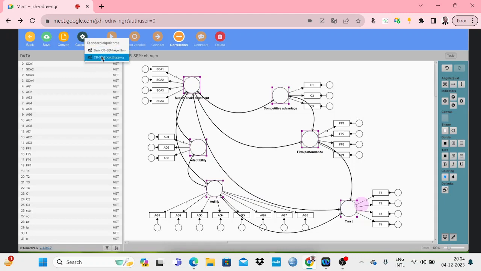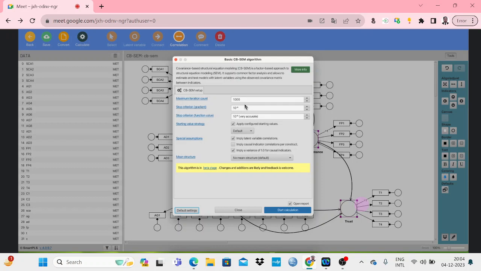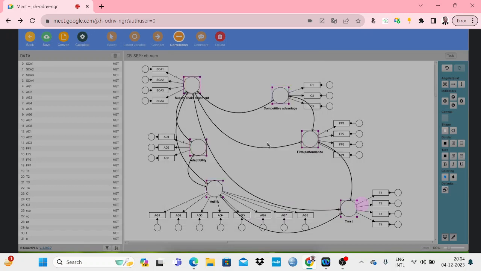We have drawn all the correlations and now we will go to calculate. We will select the basic CB-SEM algorithm. Do not change any setting here. Leave everything as it is. I have actually changed the settings for some previous analysis. Don't do that. Don't change any special assumption settings here. Leave everything as it is. Okay, iteration count at 1000 and just click start calculation.